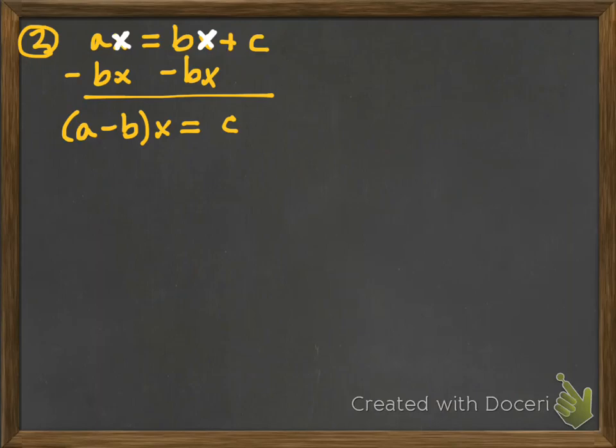All right. What do I want? What's the object of the game here? To get X by itself. I don't know what X is. So we're going to make X by itself. So we're going to divide A minus B on both sides. Yes, we are. You are awesome.